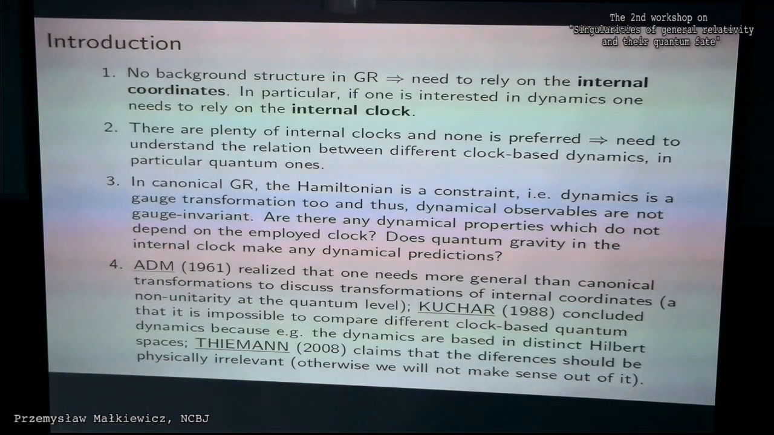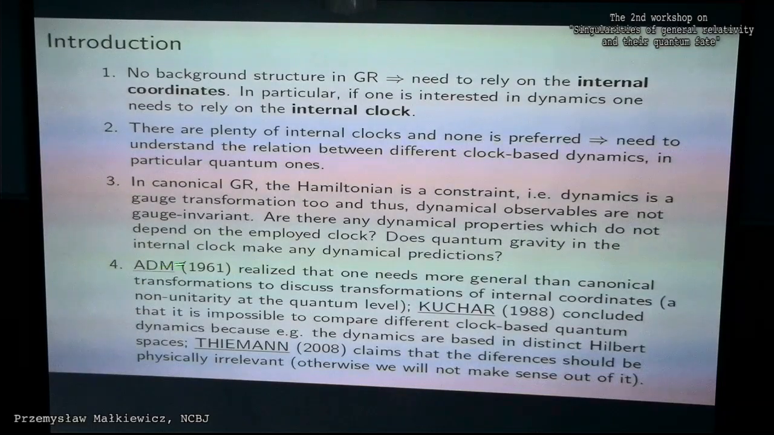It is a reasonable question to ask. I'm not going to give even a partial review of what was done before, but let me just point to three things which might be useful to keep in mind while listening to this talk. So the first reference to the fact that you have to work with internal clocks, and probably canonical formalism based on different internal clocks are not canonically equivalent, so there will be some non-unitarity in transformations between these two descriptions.